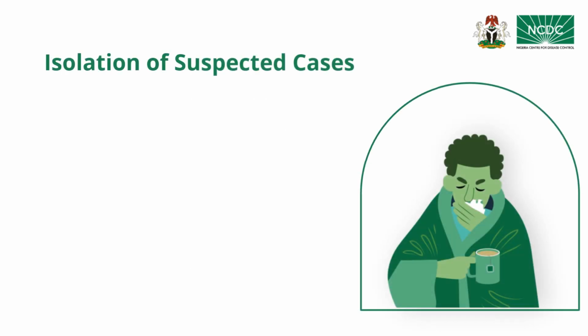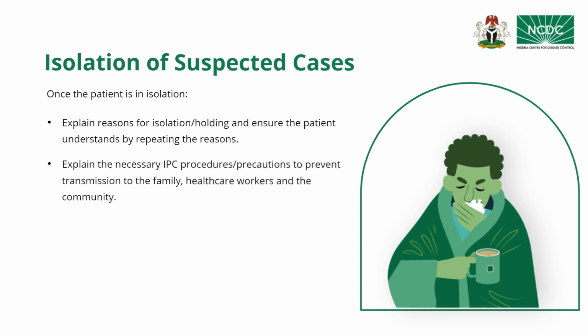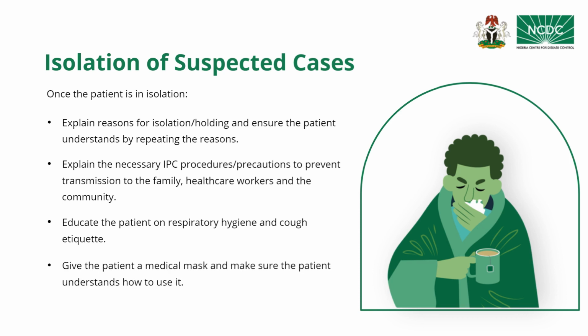Once the patient is in isolation, the healthcare worker should explain reasons for isolation or holding and ensure the patient understands by repeating the reasons. Explain the necessary IPC procedures or precautions to prevent transmission to the family, healthcare workers, and the community. Educate the patient on respiratory hygiene and cough etiquette. Give the patient a medical mask and make sure the patient understands how to use it. And, if possible, collect samples from the patient for testing.